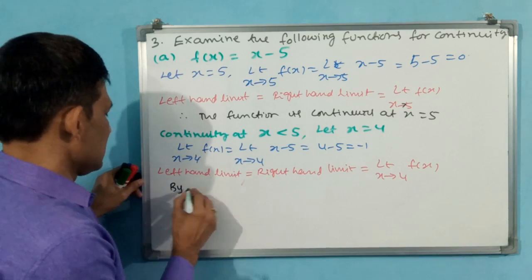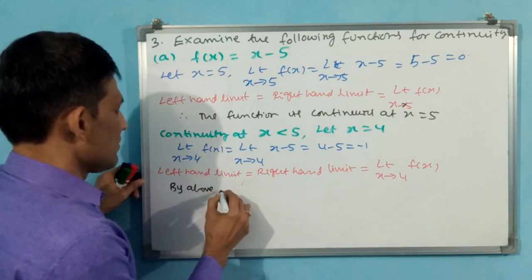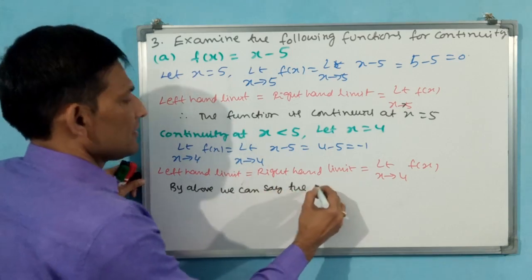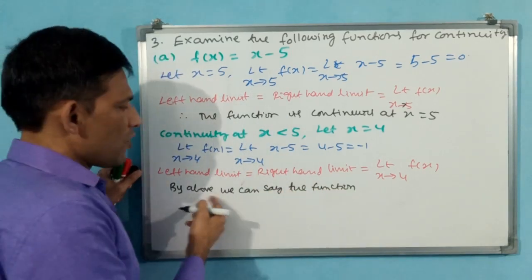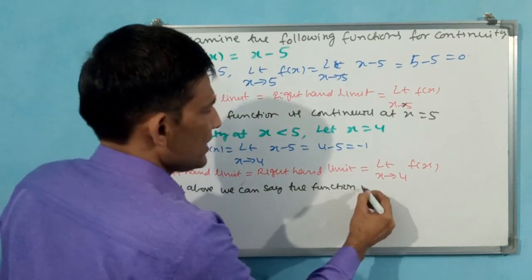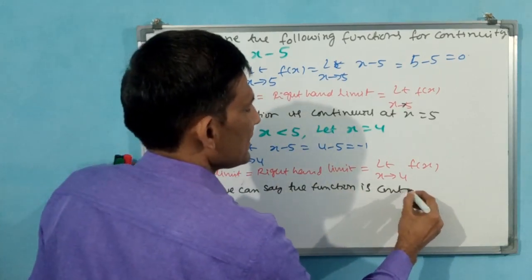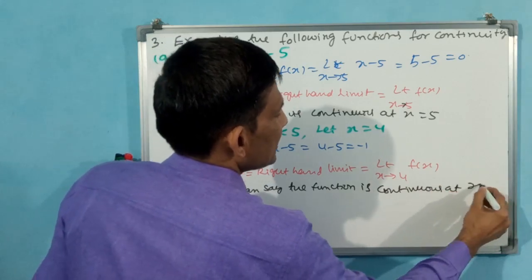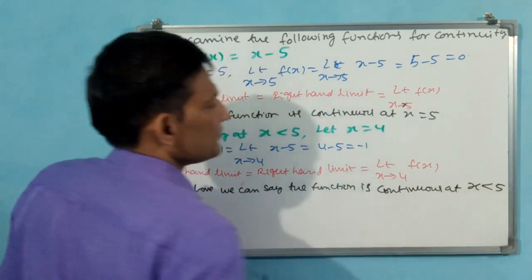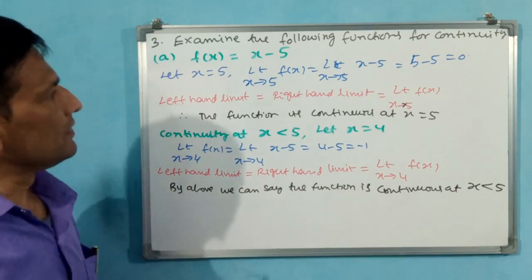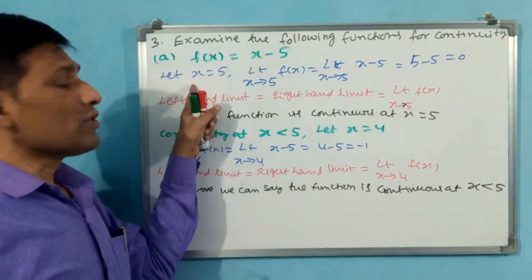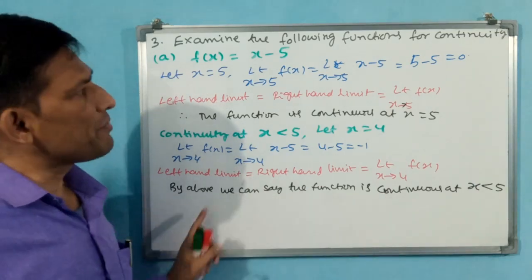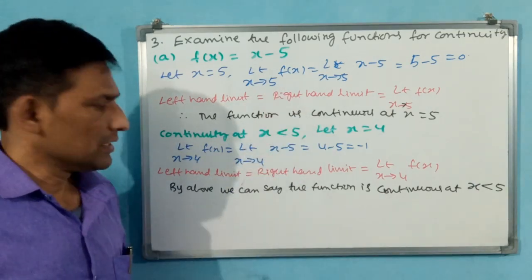By above we can say the function is continuous at x less than 5. At equal to 5 also continuous, at less than 5 also continuous. Less than 5 means whatever number you give, it is continuous.